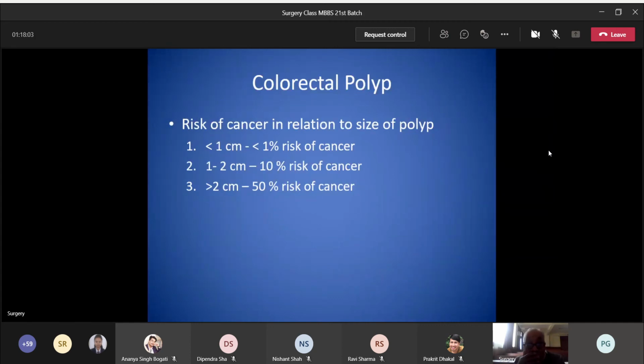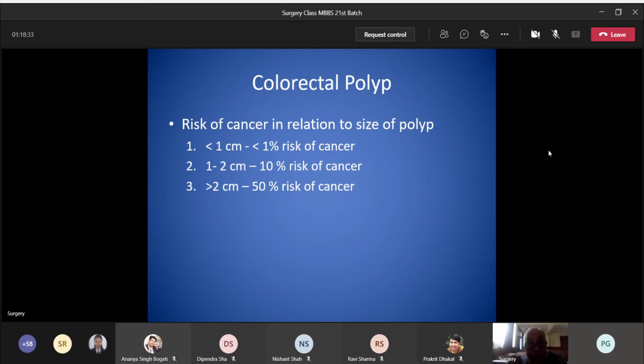So, risk of cancer in relation to the size of polyps. If less than 1 centimeter, the chance of cancer is less than 1%. If 1 to 2 centimeters, there is a 10% risk of cancer. And if it's more than 2 centimeters, it's a 50% risk of cancer. So if you see a polyp, single or multiple, that proves to be histologically malignant, you can just see the size, and it can be correlated with the malignant potential.